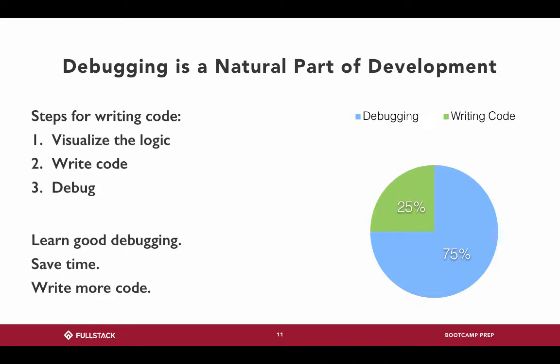The steps for writing code: you visualize the logic, you write the code, and then you debug it. But it's never that straightforward of boom, boom, boom. You're going to visualize it, you're going to write some code, you'll debug it. Then you'll maybe visualize it some more, debug some more. It's an iterative process that just never stops.